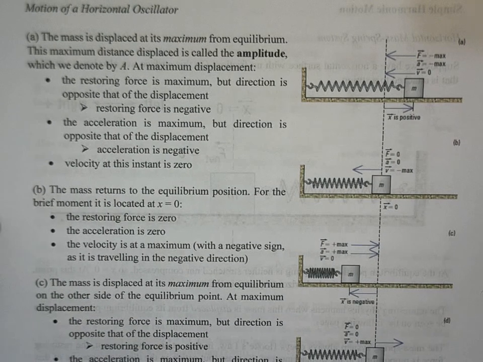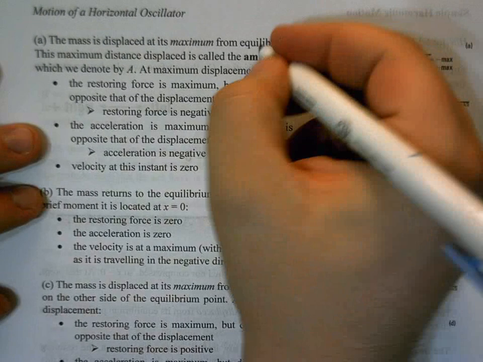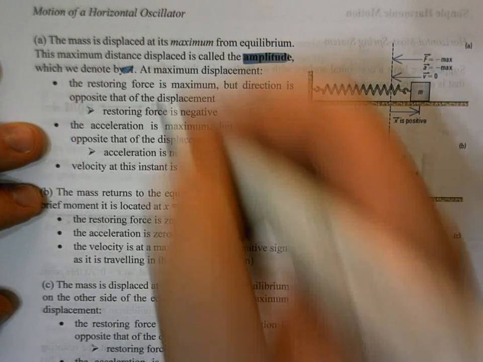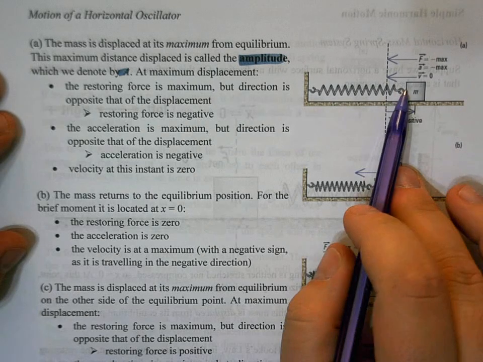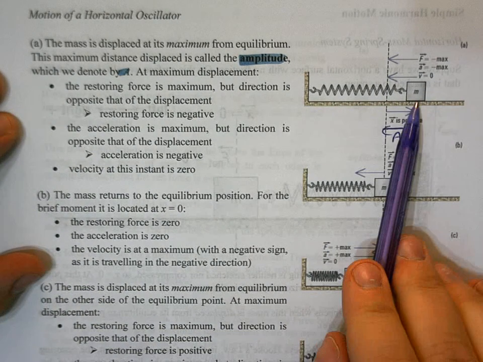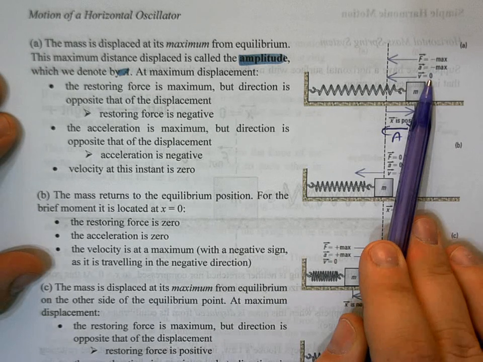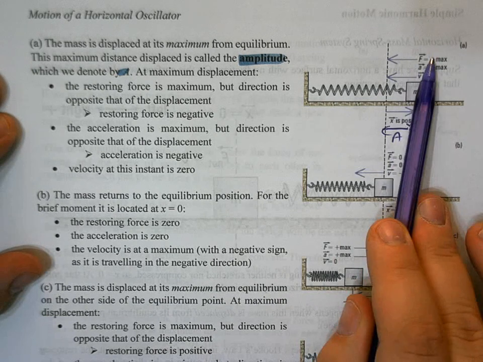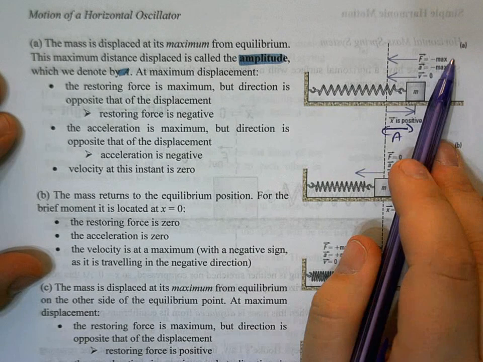The first thing is, we're going to assume that we stretch this thing out to its maximum displacement from equilibrium. That maximum displacement from equilibrium, we're going to give a special name. We're going to refer to this as the amplitude, and we're going to denote that by A. So at this position here, we're at the amplitude. This distance here, we're going to call A. At this point, we haven't let it go yet, so it's not moving, so speed is 0. It's going to have maximum force because force is proportional to displacement. So maximum displacement, maximum force.